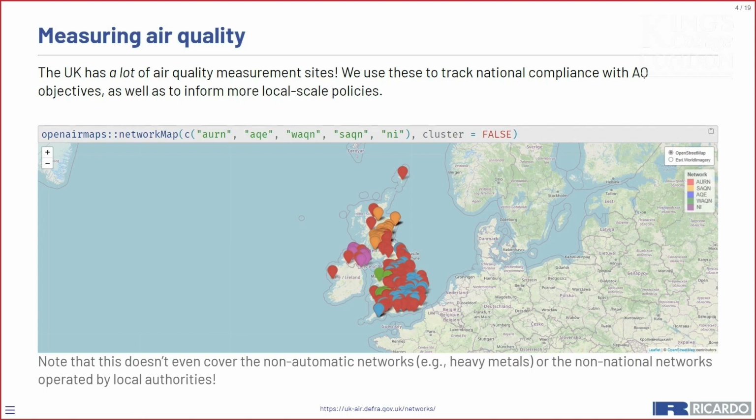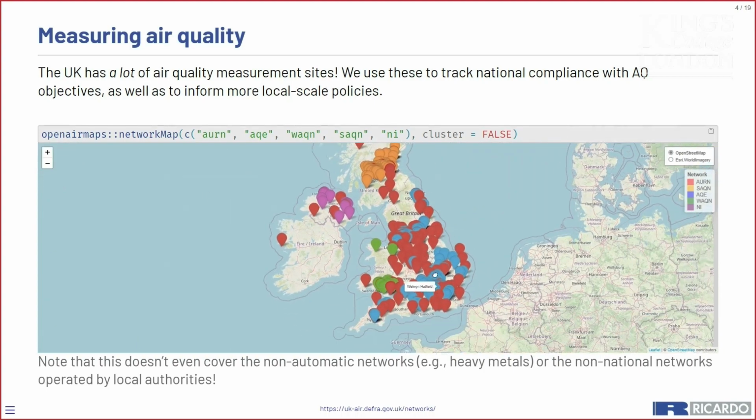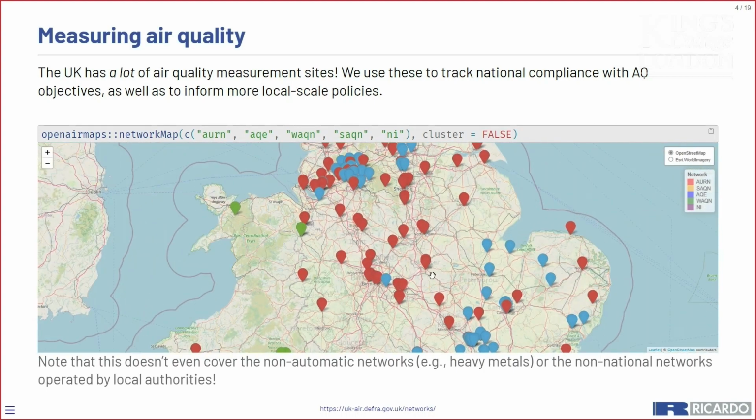There's code now, we're back on home turf. This is a summary of some of what we do at Ricardo, and this is all for the government, as we have to measure our air quality. This is a map of all of our national level air quality monitoring sites. So this is where a lot of the data I use comes from. I'll just zoom in so you can see more. I've not clustered these to really deliver the message of how much is going on here.